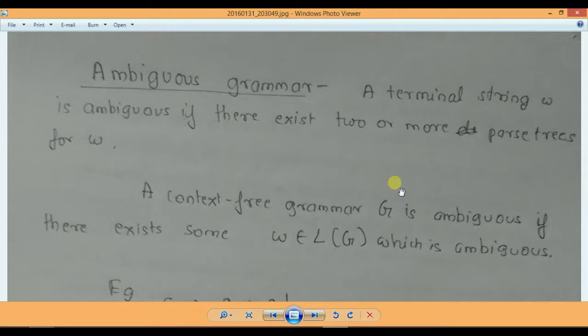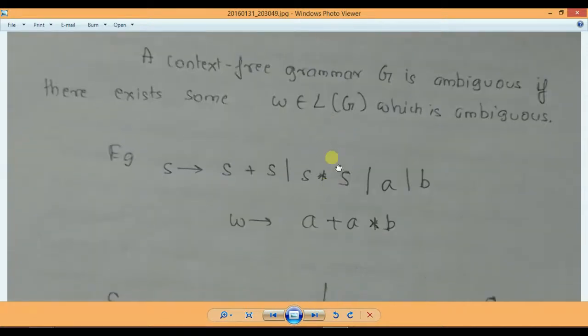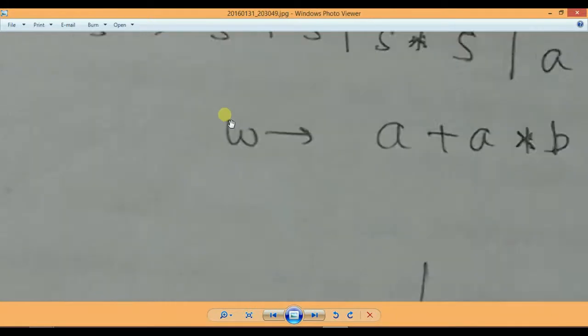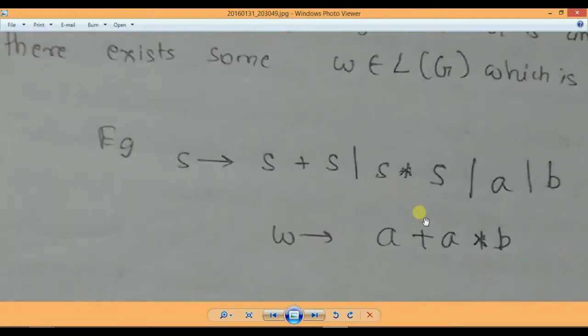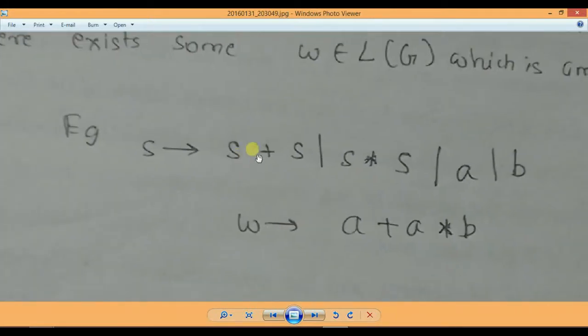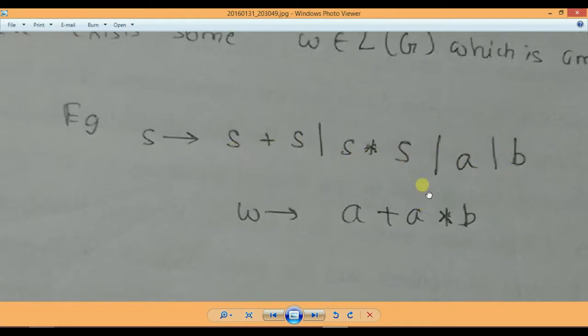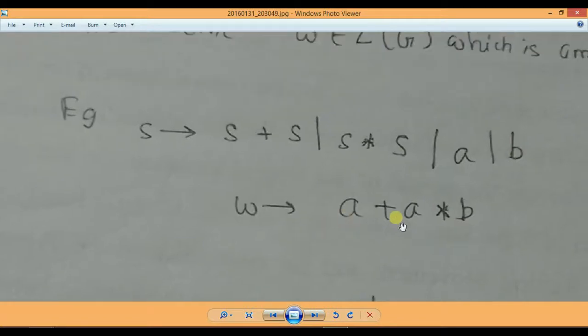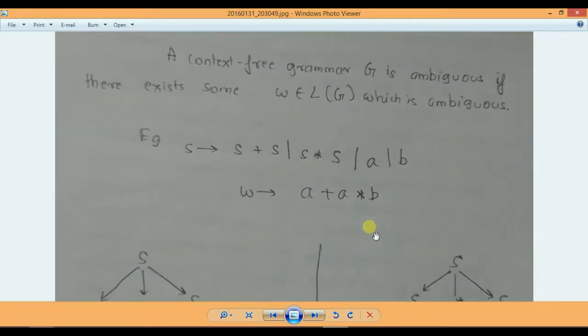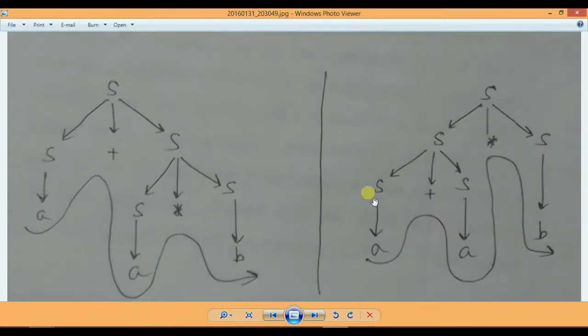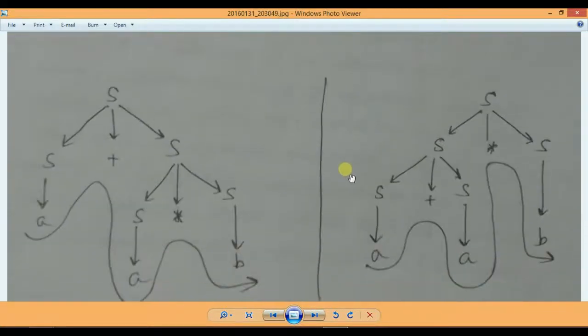Now the definition is: a terminal string W is ambiguous if there exist two or more parse trees for W. Before reading the second line, let's first take an example. Suppose S is S plus S, or S into S, or A or B, and our string is A plus A into B. And there are actually two ways of reaching this string.